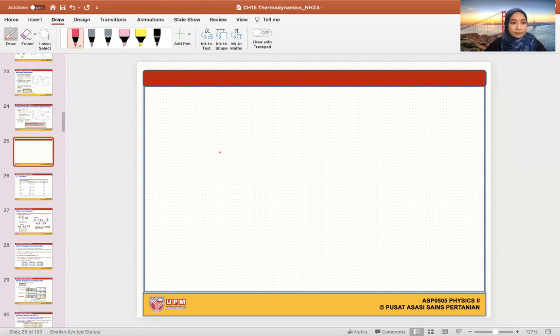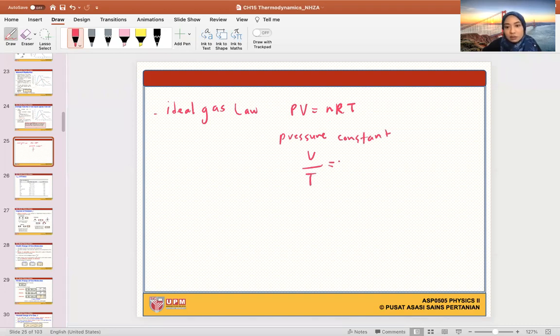What have we learned about chapter 15 so far? We have learned about the ideal gas law, PV equals nRT. We have seen cases where the pressure is constant. When the pressure is constant, you shift P to the other side and keep the ones that are not constant on one side. That's the trick here. So if P is constant, then nR over P, so you get V1 over T1 equals V2 over T2, and so on.